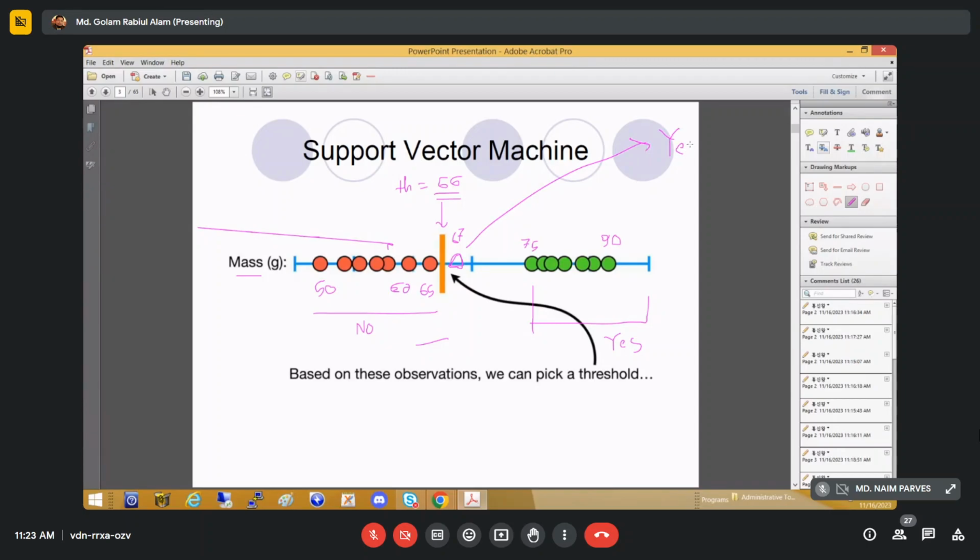Why? Because the weight of this new or test case is greater than the threshold value. So if weight is greater than the threshold value, then it will say that it is obese. The model we have trained will show this answer. But the problem is, can we say that this one is truly an obese person?